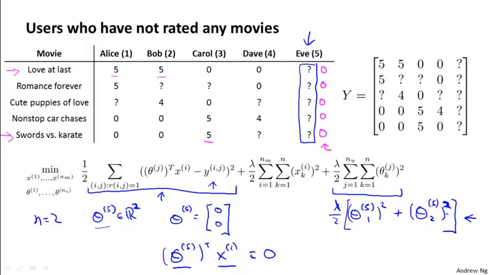So here's how it works. As before, let me group all of my movie ratings into this matrix Y. So just take all of these ratings and group them into this matrix Y, and this column over here of all question marks corresponds to Eve's not having rated any movies.